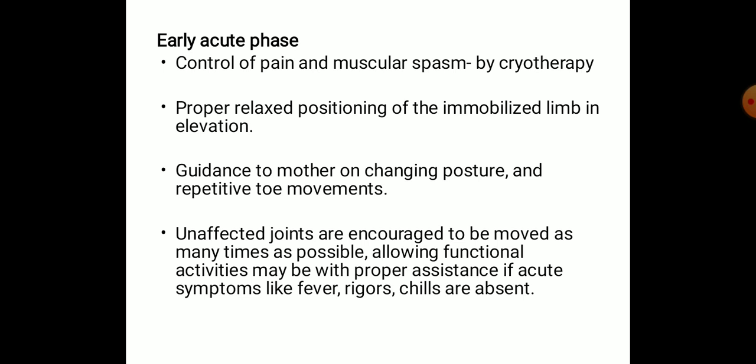Next is proper relaxed positioning of the immobilized limb in elevation. If the infection has occurred in the upper tibia, the knee joint will be immobilized. In that position, we have to take care of the venous circulation in the lower limb. That's the reason we keep this limb in an elevated position. In the elevated position, there is a high chance of venous drainage, so there won't be any venous stasis. That's how we can prevent future complications such as deep vein thrombosis. So if the patient is advised immobilization, it should be done in an elevated position.